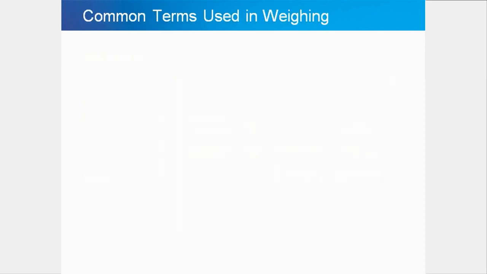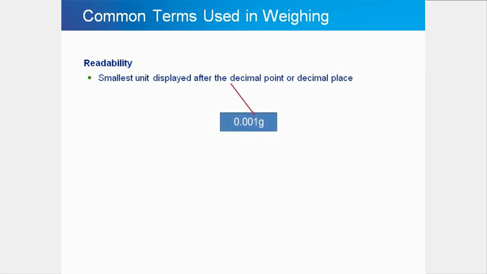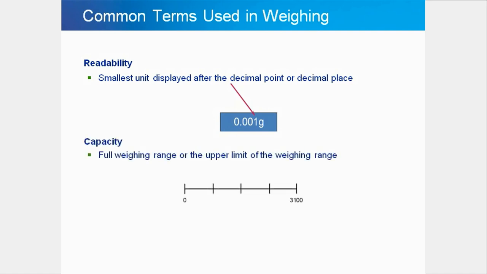Let's take a look at some of the terms which are commonly used in weighing. Readability is the smallest unit displayed after the decimal point. It is also referred to as a place or digit. Capacity is either the full weighing range, that is weighing capacity, or the upper limit of the weighing range. The weighing range extends from the lower limit to the upper limit. In general, if a balance has a capacity of 3,100 grams, then one can weigh up to 3,100 grams.